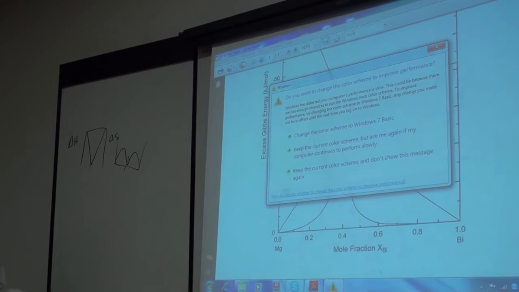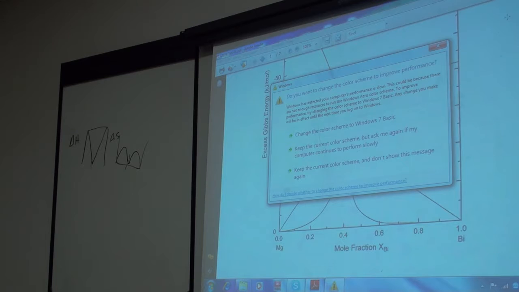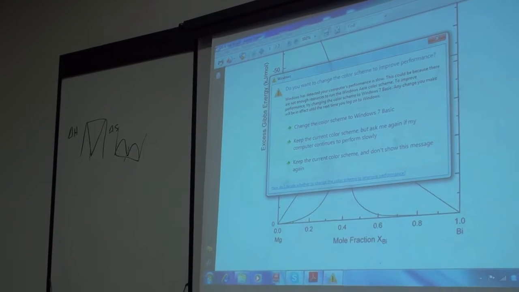composition. The sharp. No, I don't want to change the color scheme. Keep the current stuff for this stuff.